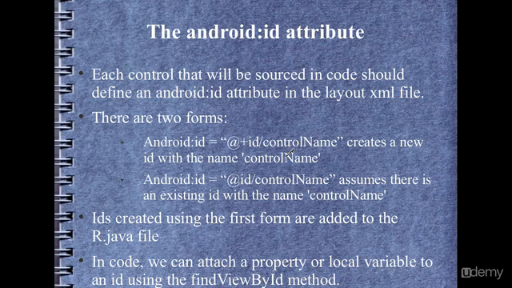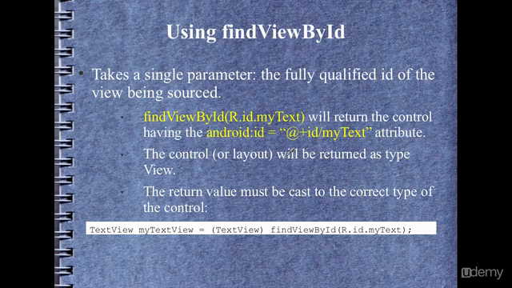So in code, we can attach a property or a local variable to an ID using a method called findViewById, and we resolve these IDs using r.id and then the name that we give them. So findViewById takes a single parameter, which is the fully qualified ID of the view being sourced, which is what I just talked about. So if we have a myText ID, then findViewById r.id.myText is going to return the control, or the integer value of the control having Android ID plus ID myText.